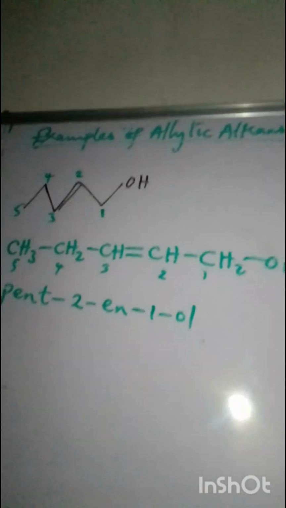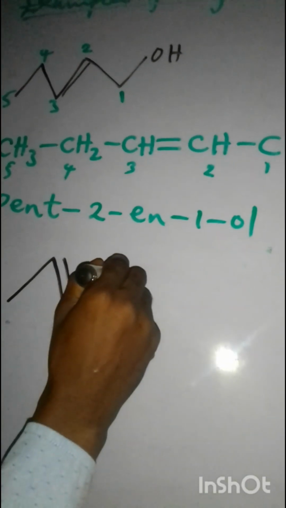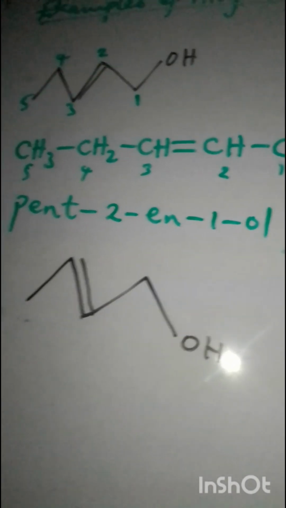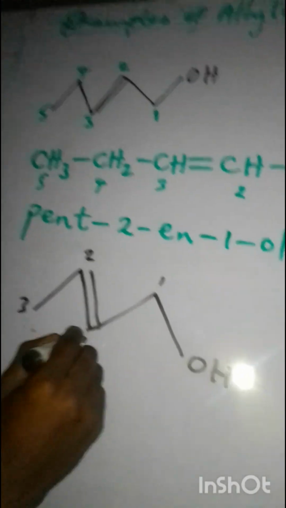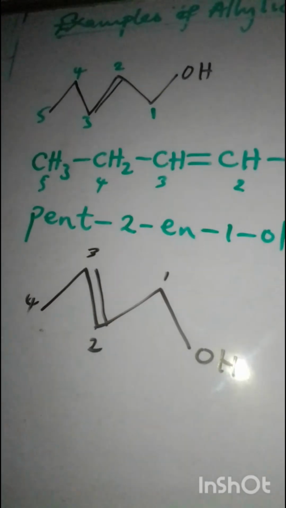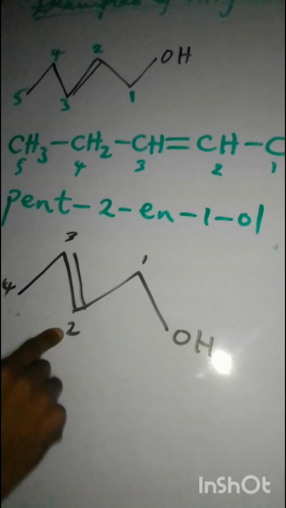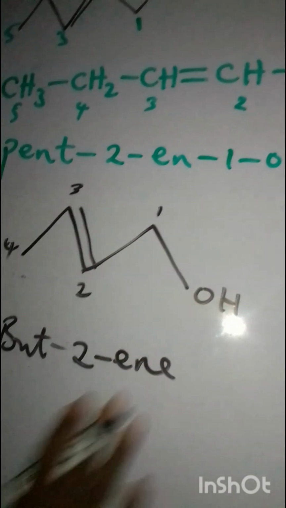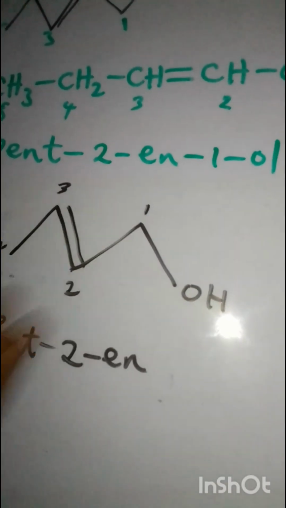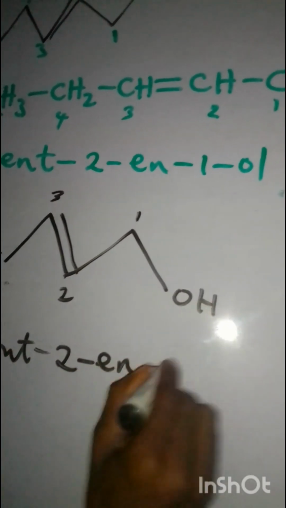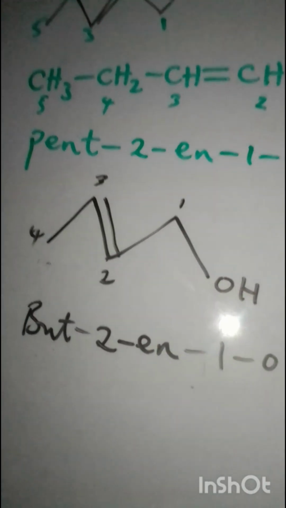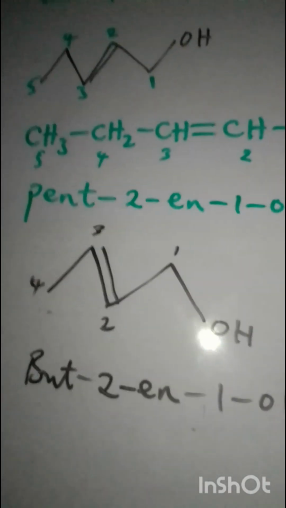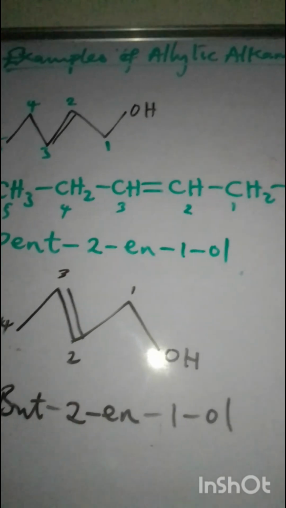Pent-2-en-1-ol. We also have another compound. 1, 2, 3, 4. So what's the name? The double bond is at the second carbon. But-2-ene. You remove the E because of OH, which is bonded to the first carbon, and it becomes but-2-en-1-ol. That is it.